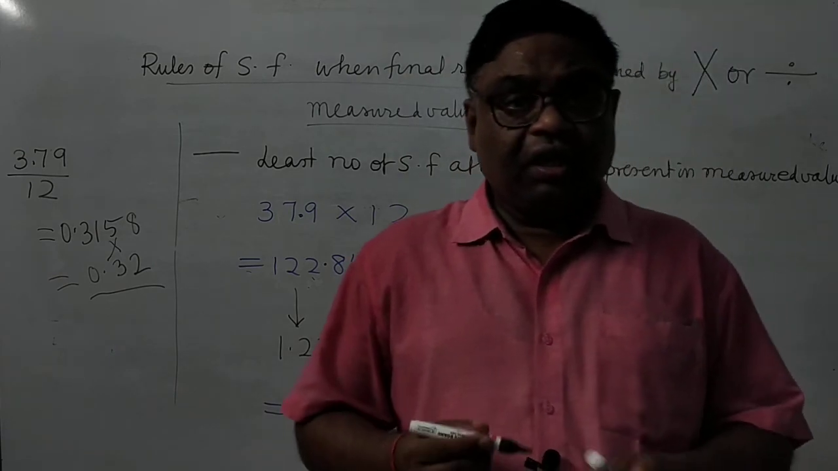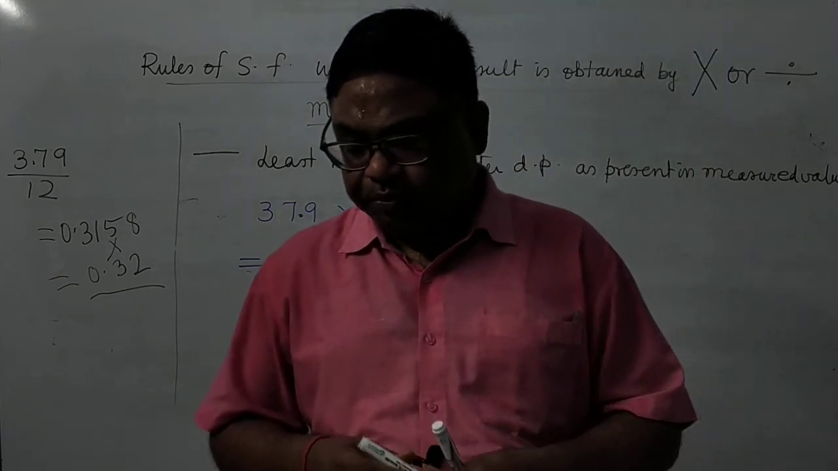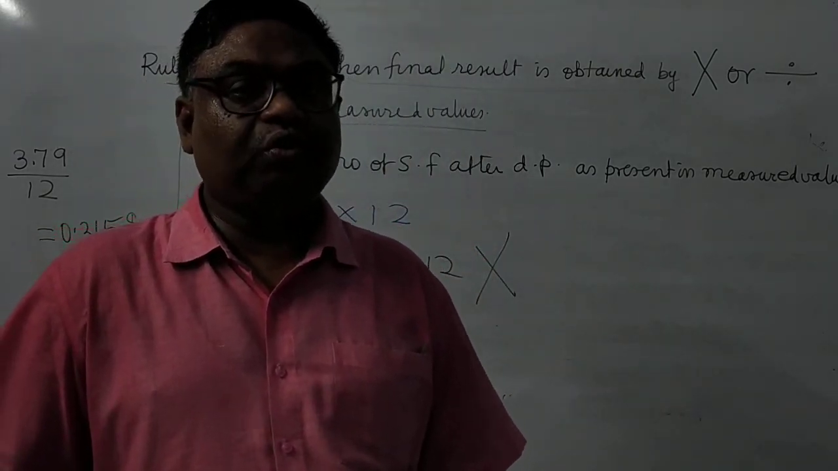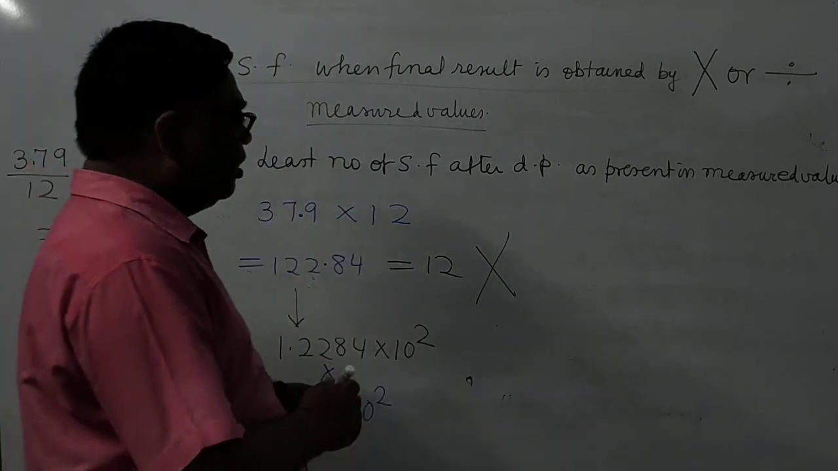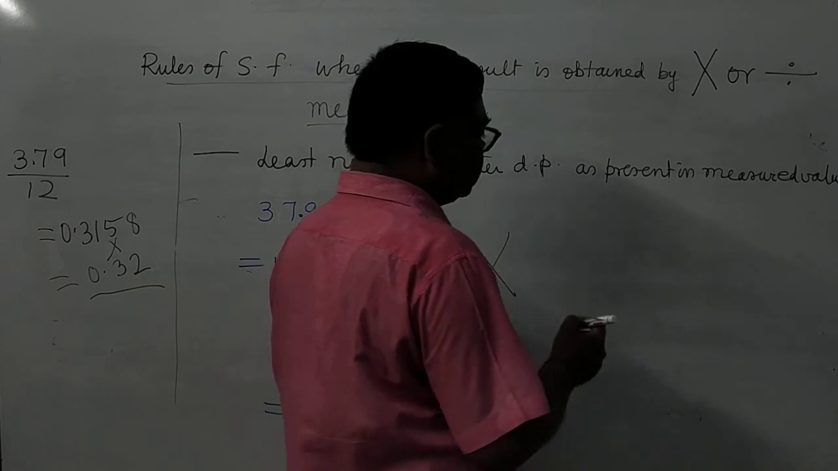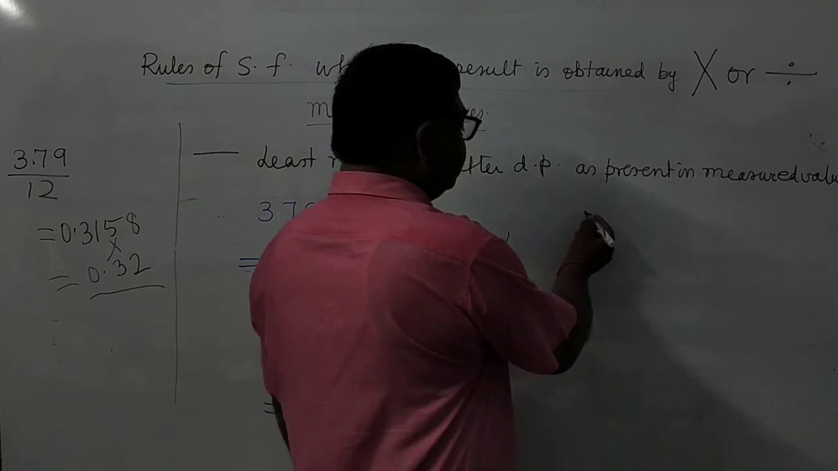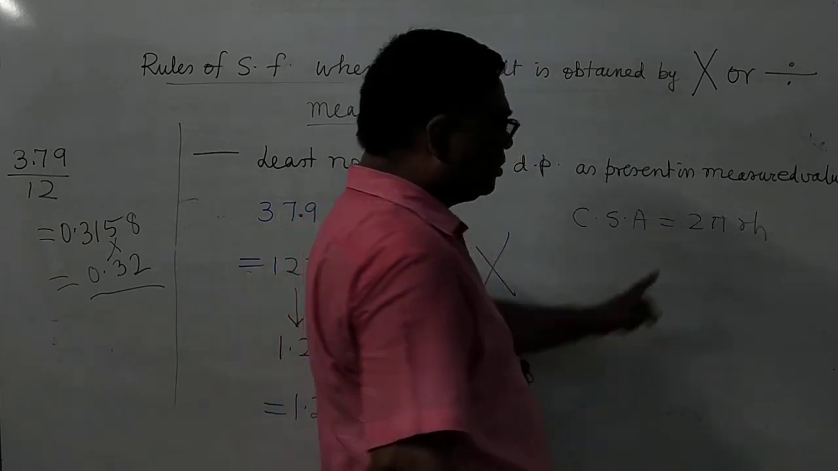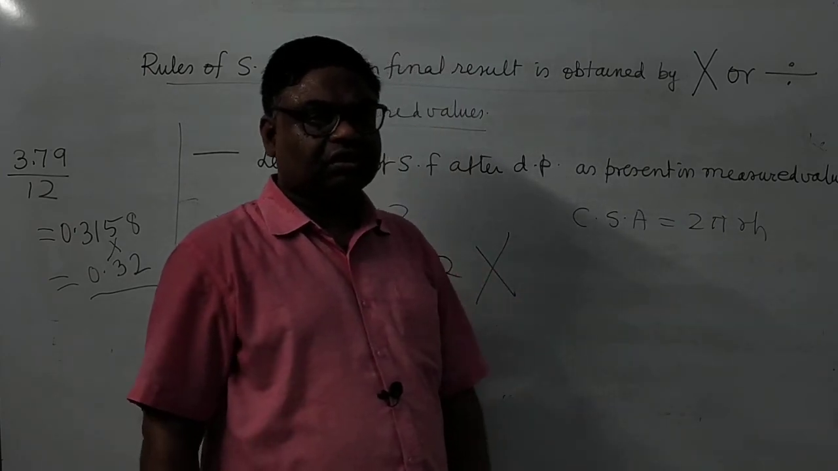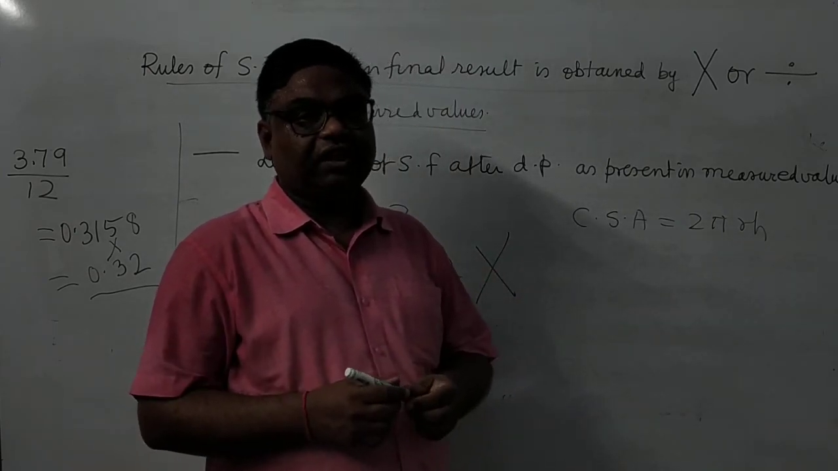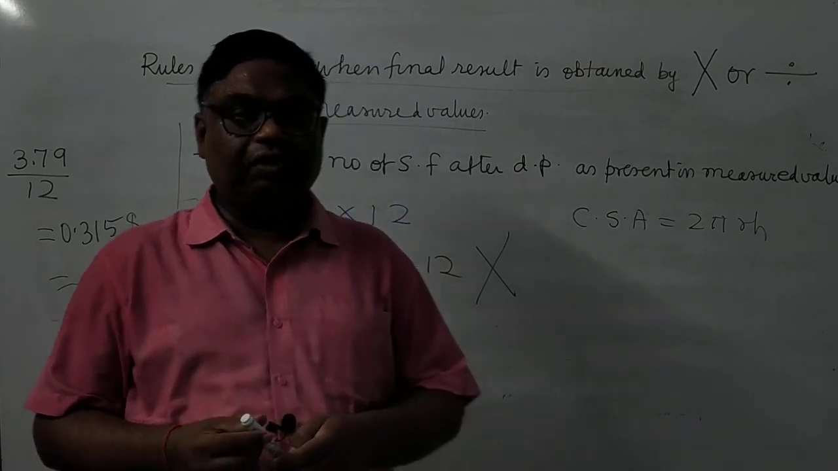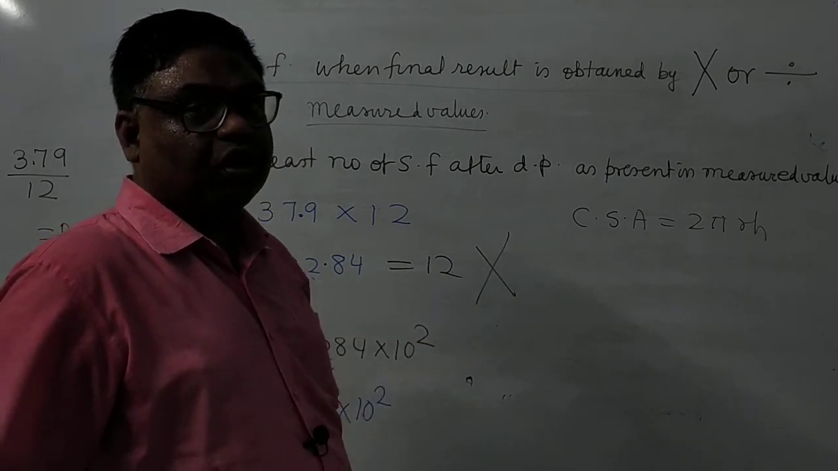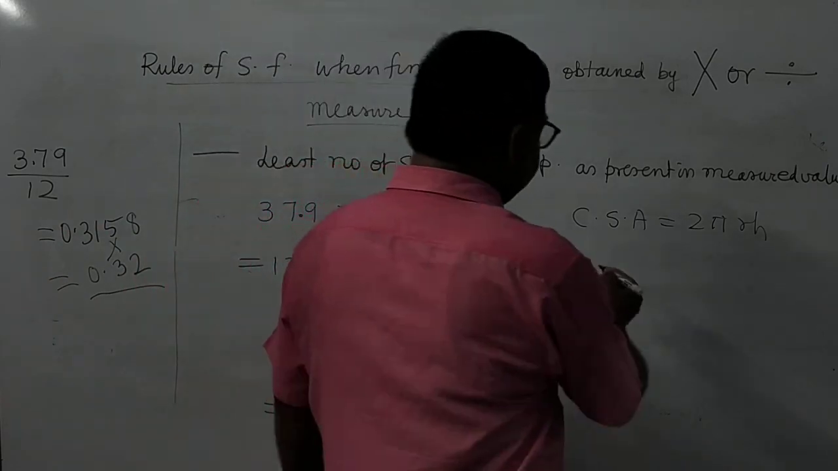Now see one more thing. Suppose there is a product of a pure number with a measured value. For example, the curved surface area of a cylinder, the formula is 2 pi R H. Pure numbers like 2 and pi have unlimited accuracy. So while determining the number of significant figures in the final result, we don't take the pure numbers into account.